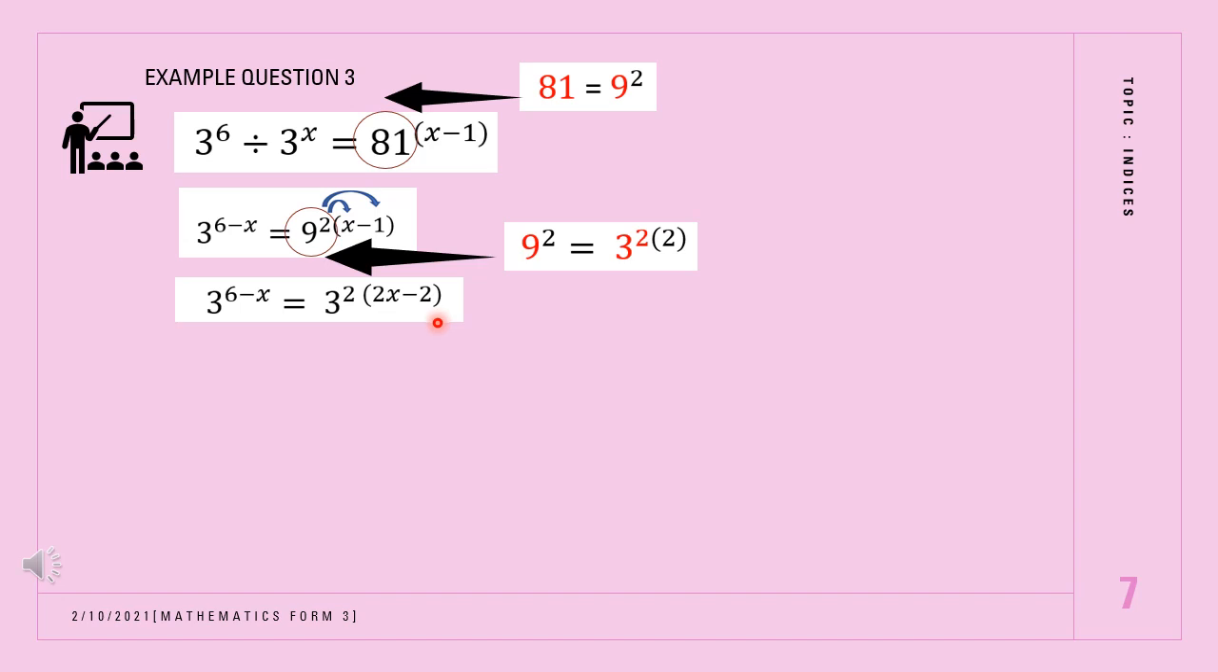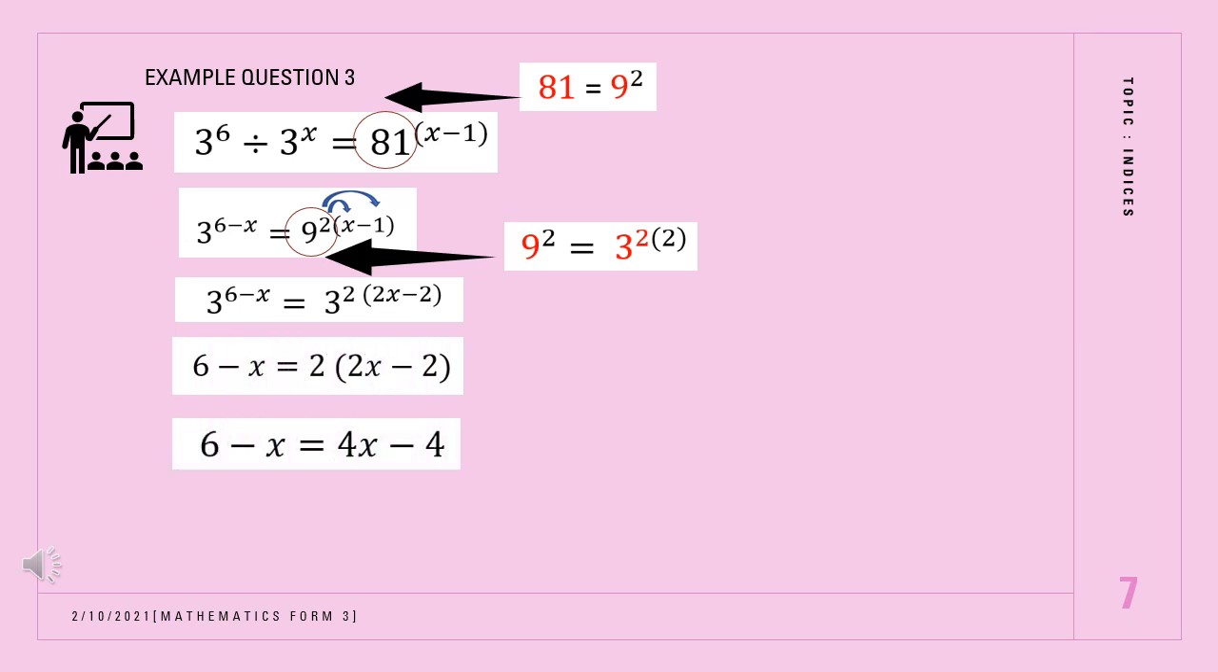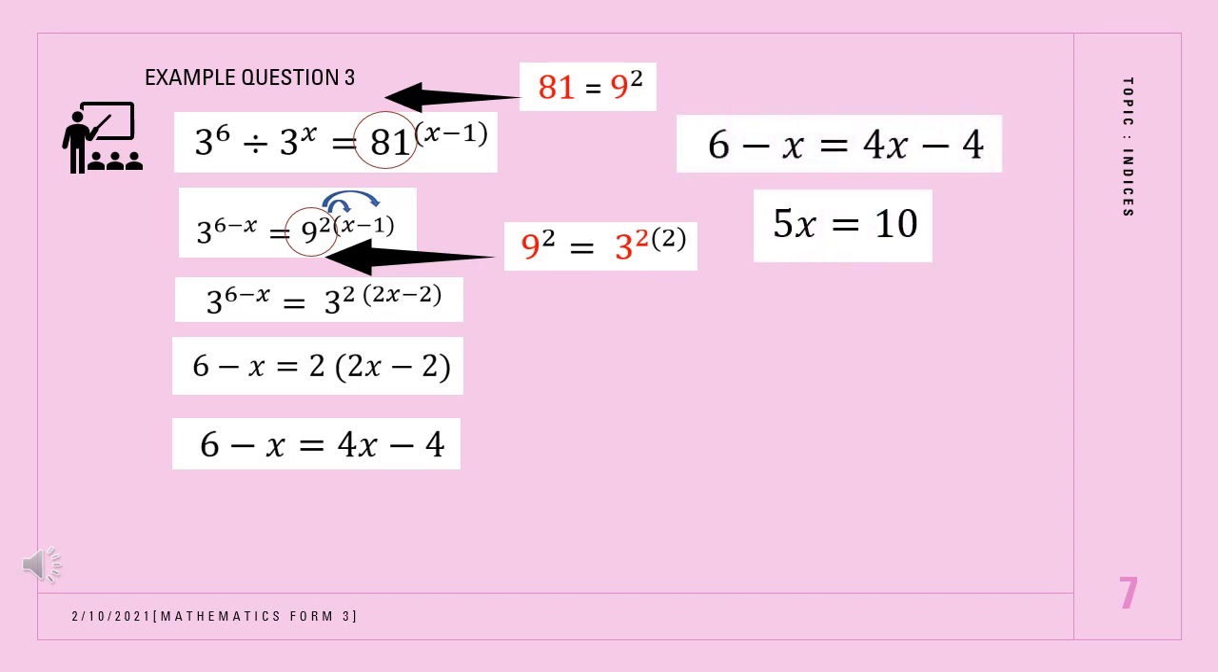And then you expand it. 6 minus x equal to 4x minus 4. And then you arrange it. So you get the answer 5x equal to 10. x equal to 10 divided by 5. So x equal to 2.